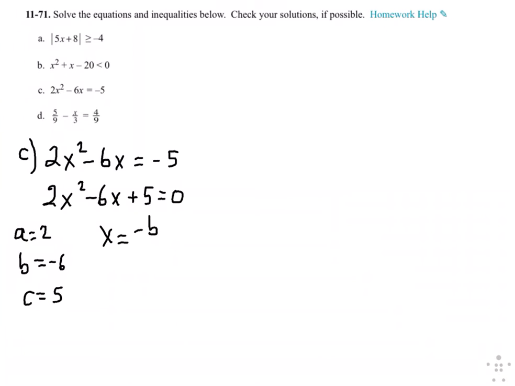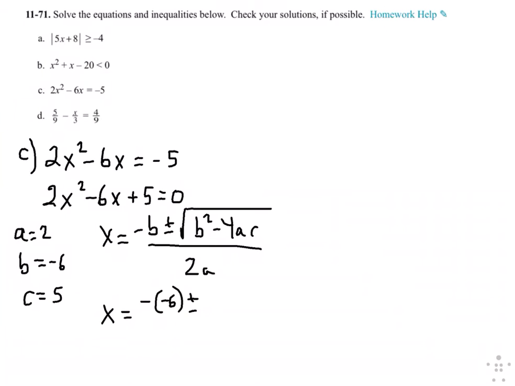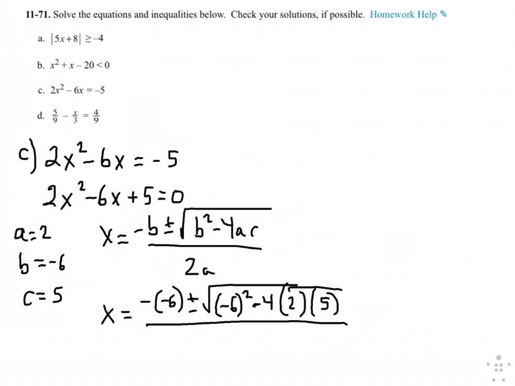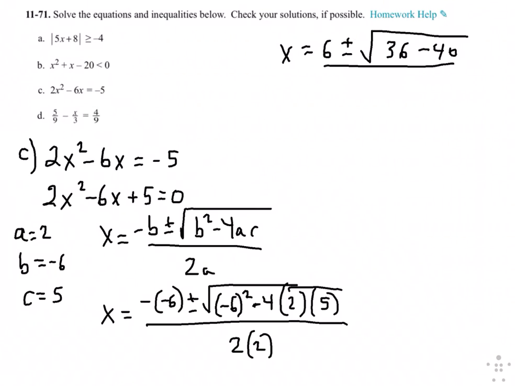x equals negative b plus or minus the square root of b squared minus 4ac, all over 2a. So x equals -(-6), which is 6, plus or minus the square root of (-6) squared minus 4 times 2 times 5, all over 2 times 2. So x equals 6 plus or minus the square root of 36 minus 40, all over 4.